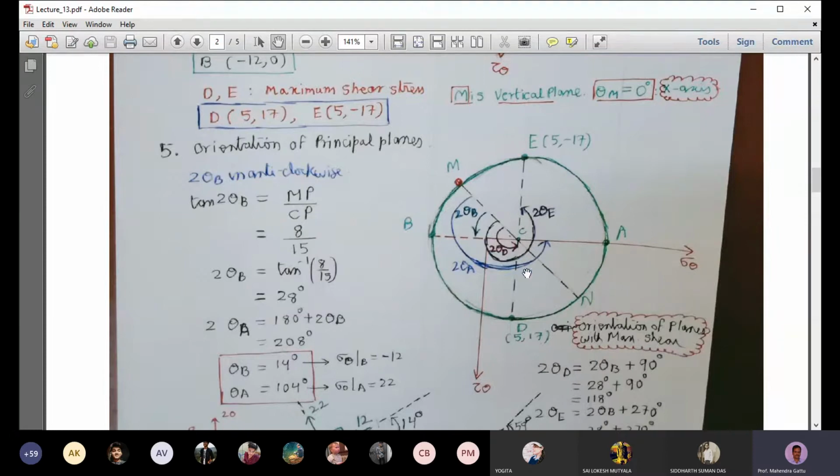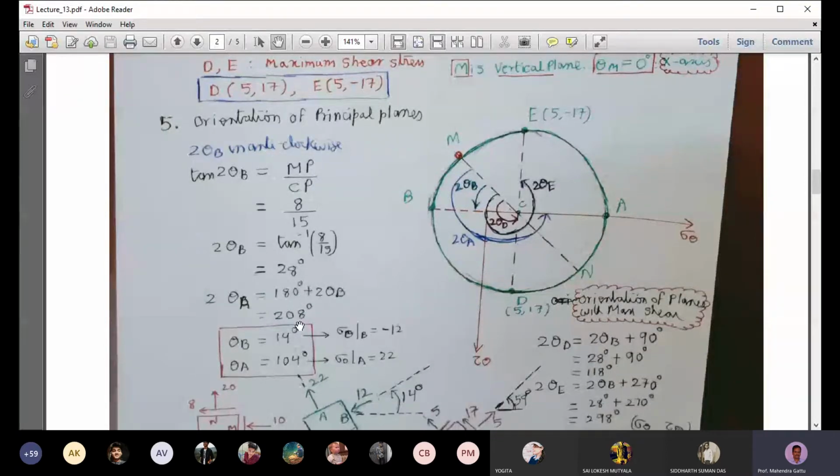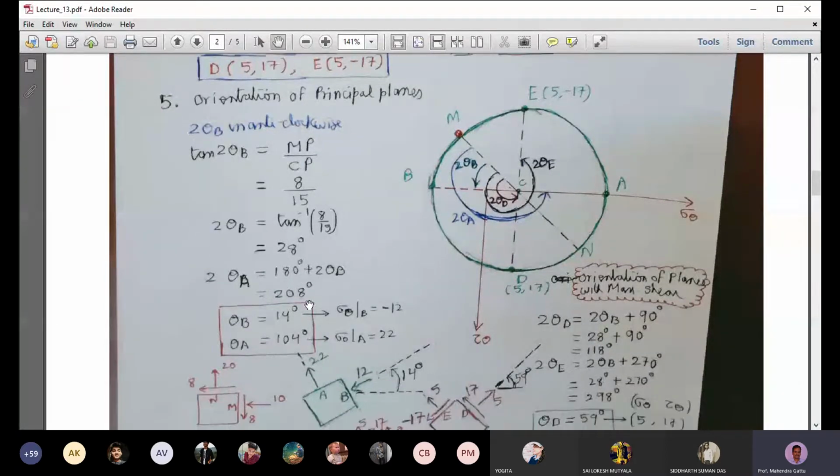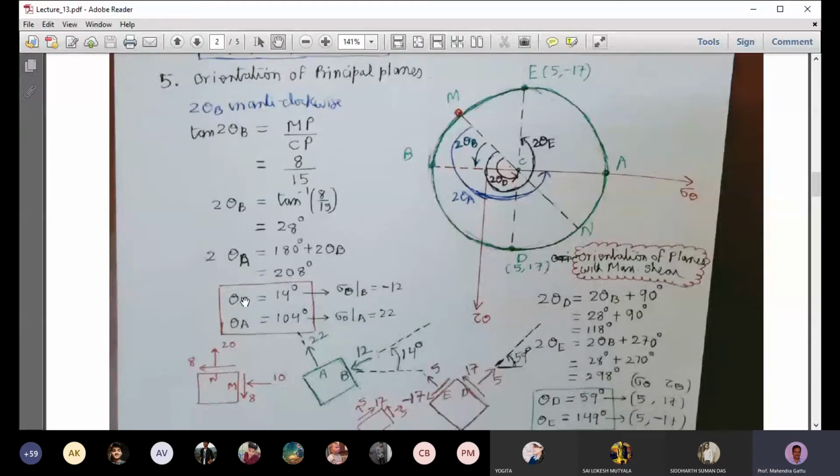So we can find what is 2 theta a. It will be 2 theta b plus 180 degrees. So 2 theta b plus 180 degrees is 208 degrees. With that we can get the rotations of the planes, which is half of those angles. So theta b will be 14 degrees and theta a is 104 degrees.